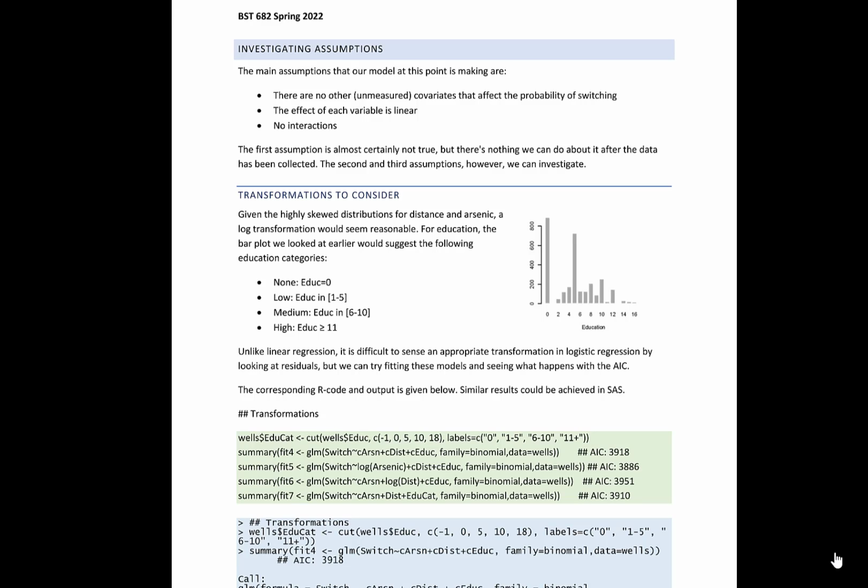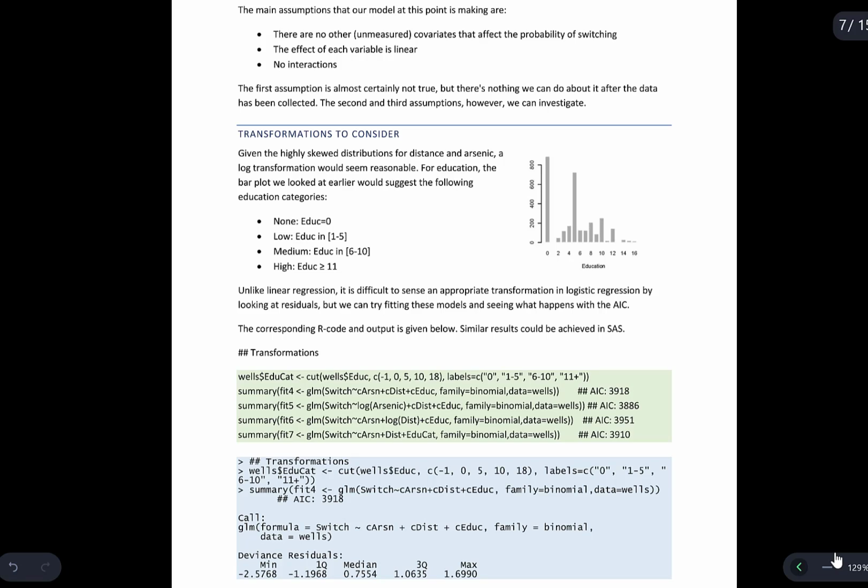So one thing that we might want to consider are some transformations. Given that we had a highly skewed distribution for distance and arsenic that we saw at the beginning, a log transformation would seem reasonable. And for education, the bar plot we looked at earlier would suggest the following education categories. We noticed that there were a lot of zeros. We noticed that we had this grouping here from 1 to 5. We saw something very similar from 6 to 10. And then we might want to group the last grouping together.